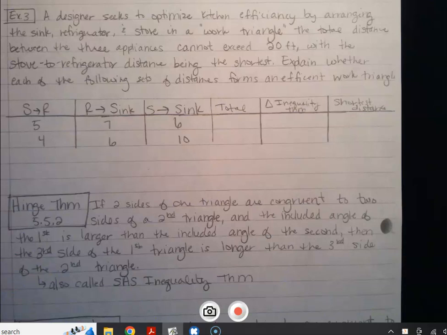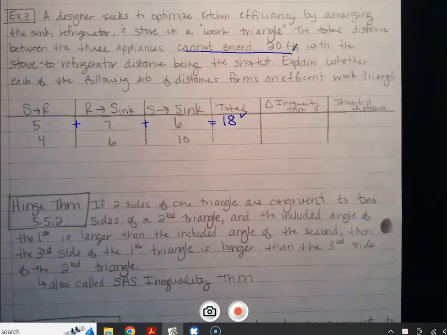We're adding, yeah, right? So S is the stove. So we got stove to refrigerator here, refrigerator to the sink, and stove to the sink? 18. So the total distance would be 18. All right? So if you just add those up to get that total. So check, it's less than 20, right? Cannot exceed 20 feet. That's good.